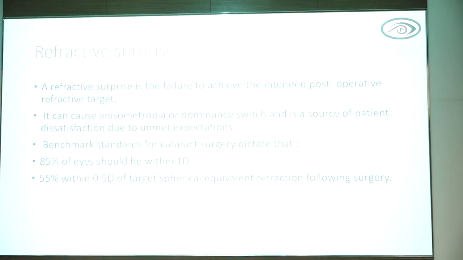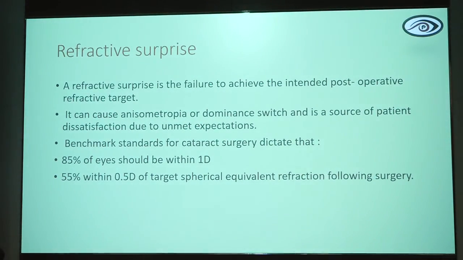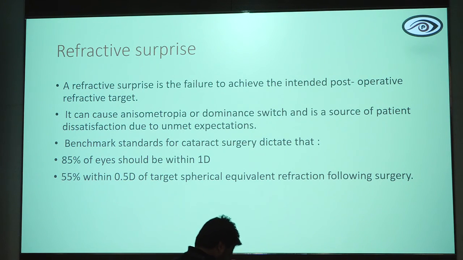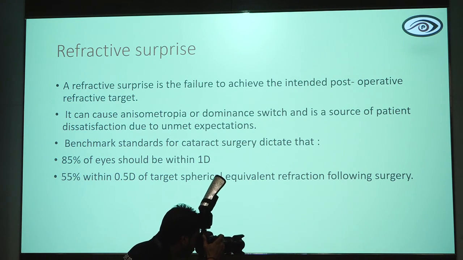Refractive surprise is the failure to achieve the intended post-operative refractive target. It can cause anisometropia, or in some patients even a dominant eye switch from one eye to the other. So what is the benchmark? I think 85% of eyes should have a refractive outcome within 1 diopter, or 55% within 0.5 diopters, of the target spherical equivalent refraction following the surgery. So your biometry has to be dead accurate.